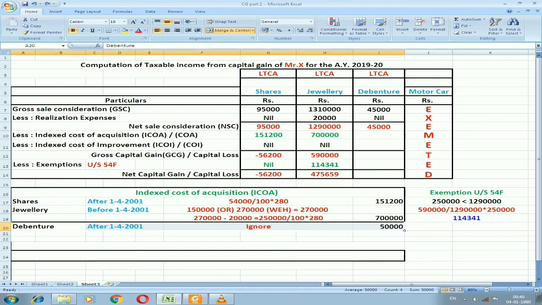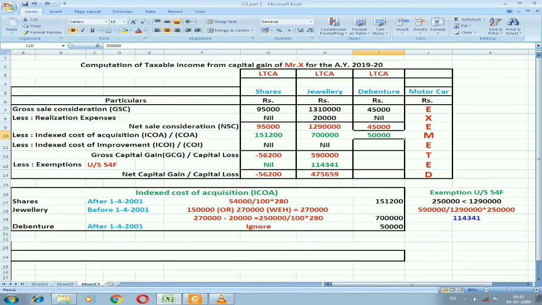If it is purchased after, you can take the direct amount. If it is purchased before, you need to compare and take whichever is higher. So as it is after 2001, we are not supposed to use indexation. Total amount will be 50,000. So for net capital gain, we are going to get a loss amount, that is 5,000. There will be no exemption and I'll get the net capital loss only.